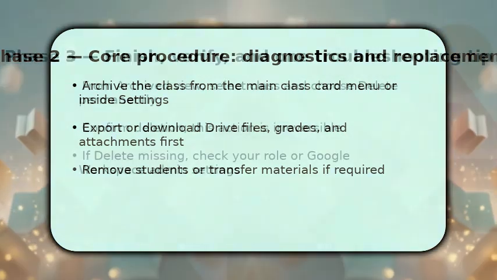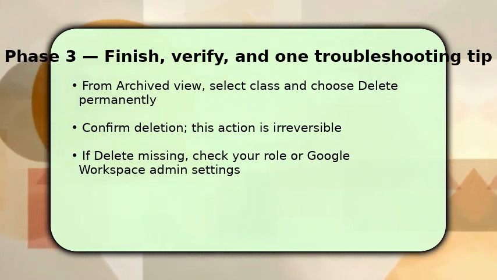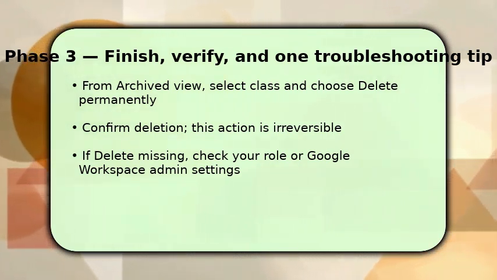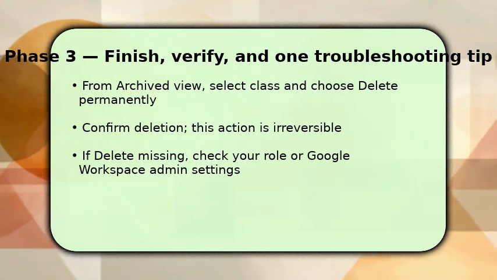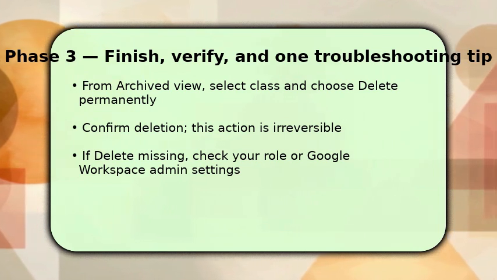Finish by navigating to Archived Classes, select the specific class, then choose Delete Permanently. You'll be prompted to confirm, read that warning and confirm if you're sure, because deletion is irreversible. Once deleted, materials tied only to the class may be gone, so double-check backups first.